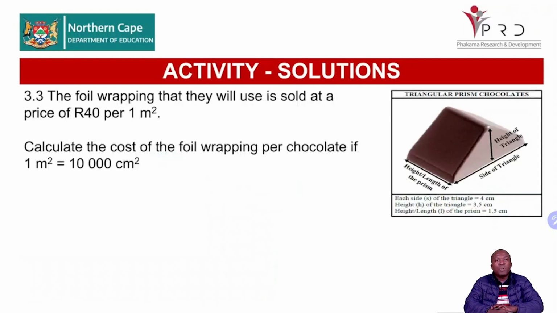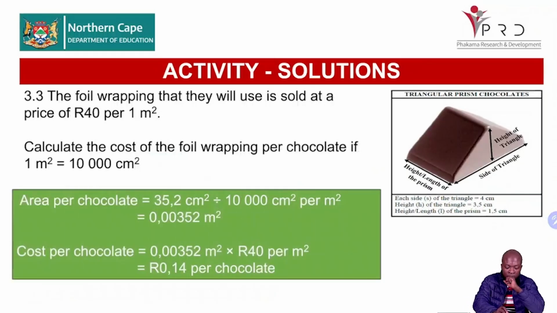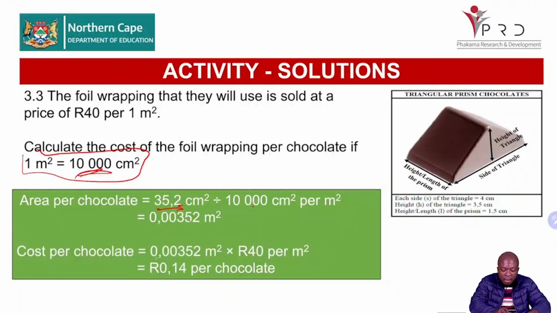Let's look at number 3, which involves money now. Calculate the cost of the foil per chocolate if 1 meter squared is equal to 10,000 centimeters squared. Okay, we need to wrap 35.2 centimeters squared. So we take that 35.2, we divide it by the same unit from the conversion factor. This is a conversion factor. So we're dividing same unit, and that's how you see me getting 0.00352. Then that we have the answer, we are going to multiply it by 40 rand. So 0.00352 times 40, that will give me 14 cents per chocolate.